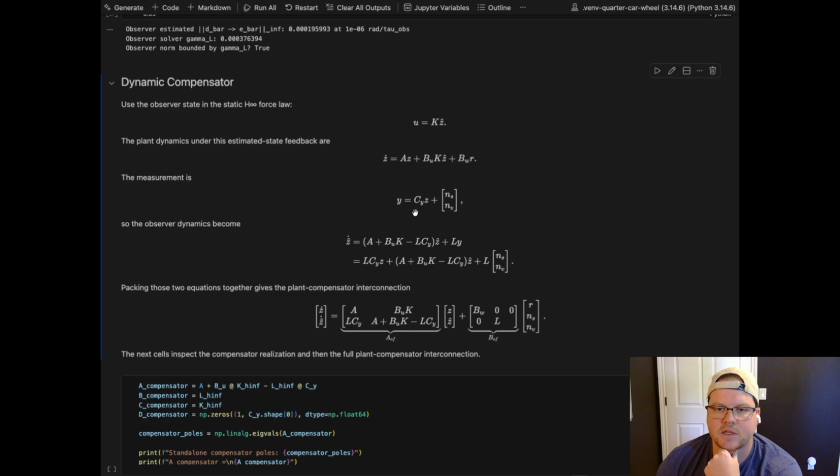The measurement CYZ, and then we have the additive noise on the outside. And then Z hat dot, so that's the observer dynamics are enumerated here. And then, so now we can package it into the, basically the plant compensator interconnection.